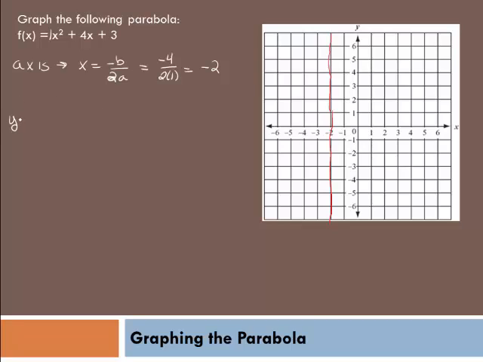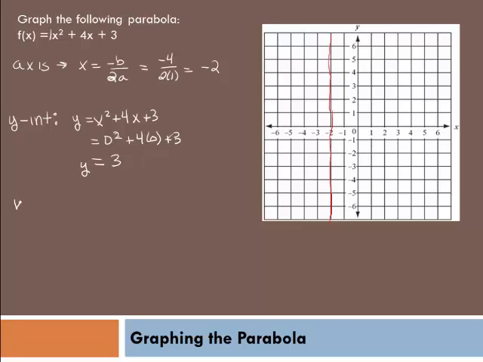Then the next thing I do is I find the y-intercept. To do that, I set the equation equal to y. And I plug in 0 for x. So I get 0 plus 0 plus 3, so y equals 3.